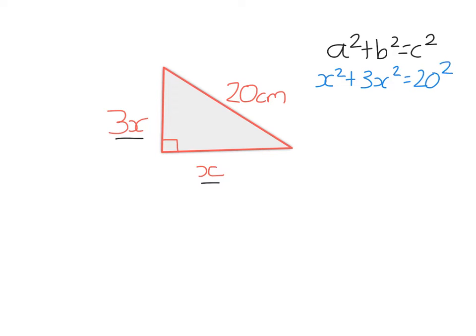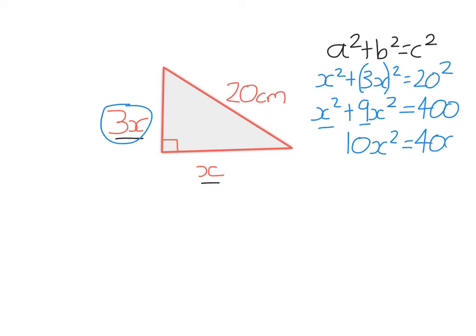So Pythagoras' theorem says shorter side squared plus shorter side squared is equal to longer side squared. But there's an error in the blue. I want to square this whole thing. I don't just want to square the x, so I need to put brackets here. So 3x all squared, I square the 3 and square the x. And then 20 squared is 400. So now I have an equation to solve. Similar to last time, x squared plus 9x squared, collect like terms.